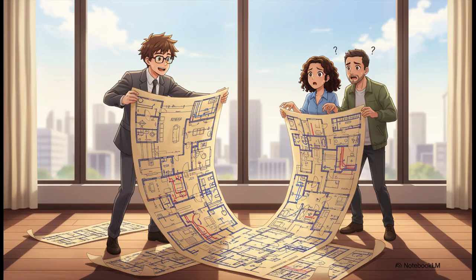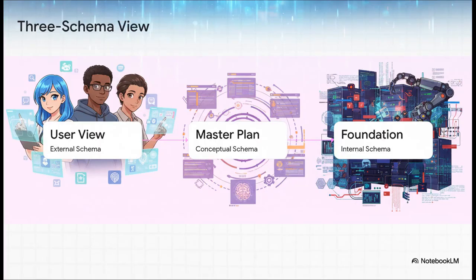Think about it, right? If you were building a house, you wouldn't hand the complete, super complex architectural, electrical, and plumbing plans to the person who's just buying it. Of course not. It'd be totally overwhelming. So what you do is create different, simpler views for different people and different jobs. This whole concept is called the 3-schema architecture. It basically gives us 3 views.